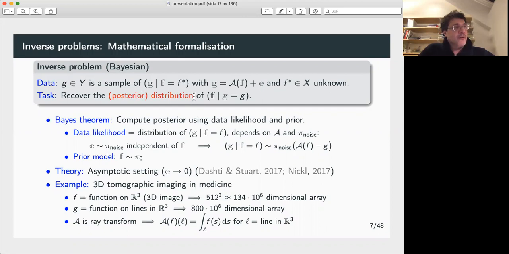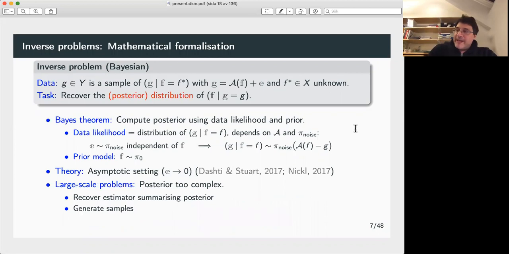Because if you're going to do 3D tomography, for example, just to give you a feeling, even though we discretize the data and the image, they are typically high-dimensional arrays. In a 3D medical imaging setting, the f here, which is innocent looking, is easily about 130 million dimensional. And in a medical setting, where you typically oversample, data is easily 800 million dimensional. So talking about recovering posteriors in that context is totally out of the question, just because of the sheer size of the problem. It's too complex. So what can you do?